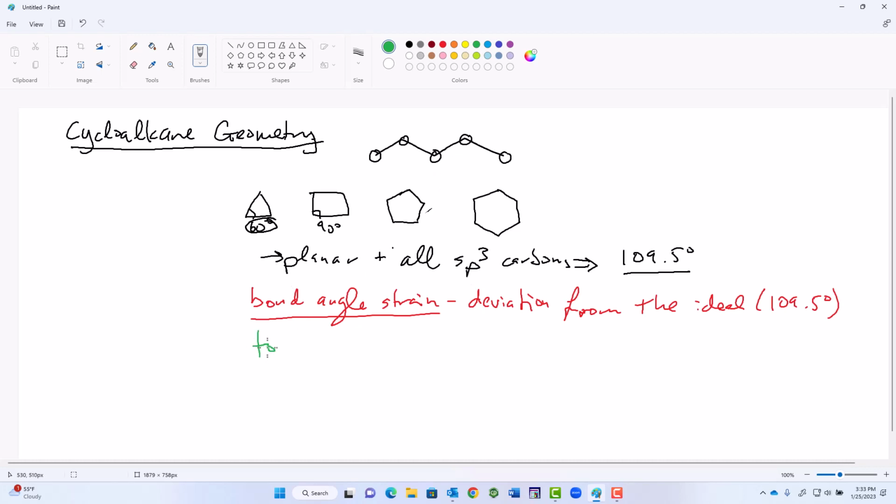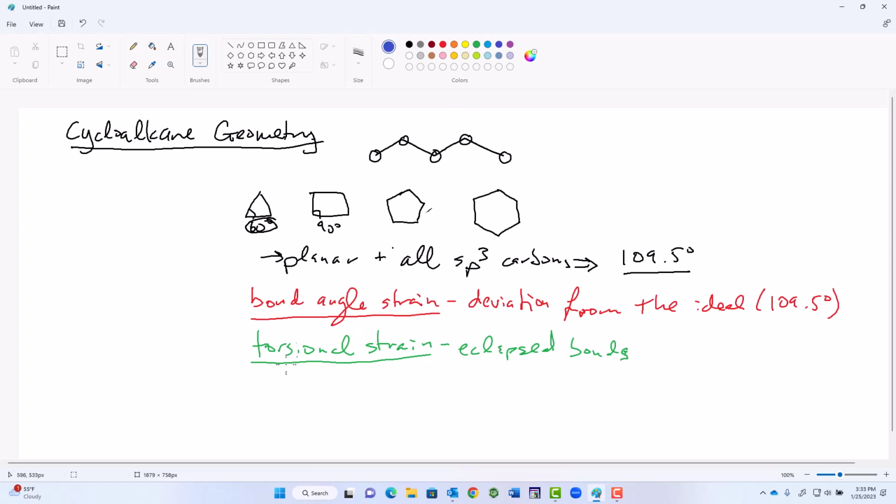The next one is one we already saw in conformational analysis: torsional strain. This is strain from eclipsed bonds. In a planar structure, all of the bonds are going to be eclipsed, so this creates a great deal of torsional strain, which we can alleviate by twisting out of the plane a little bit.